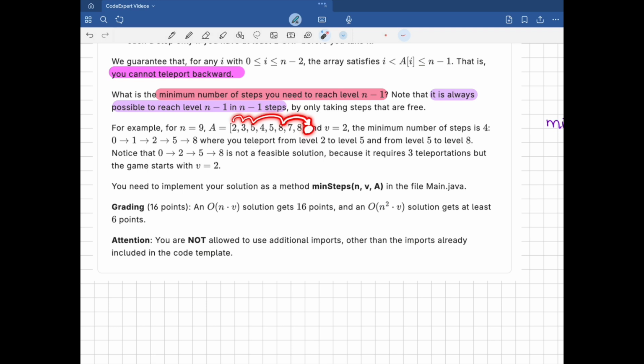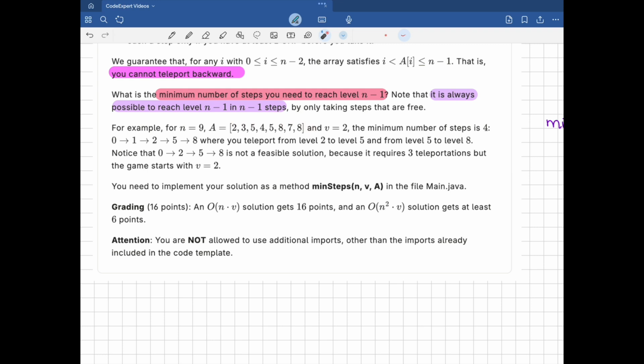Where you teleport from level 2 to level 5 and from level 5 to level 8. Notice that going from 0 to 2 to 5 to 8 is not a feasible solution because it requires 3 teleportations, but the game starts with v equal to 2. You need to implement your solution as a method minSteps in the file Main.java.